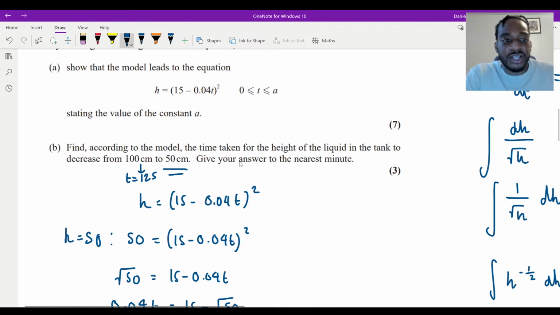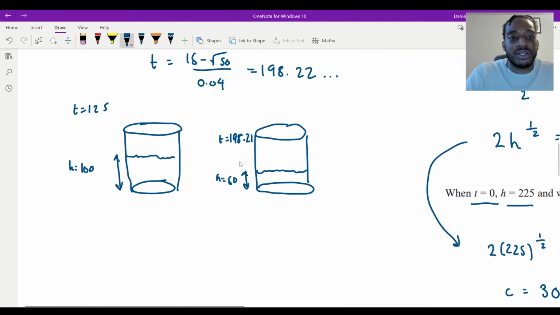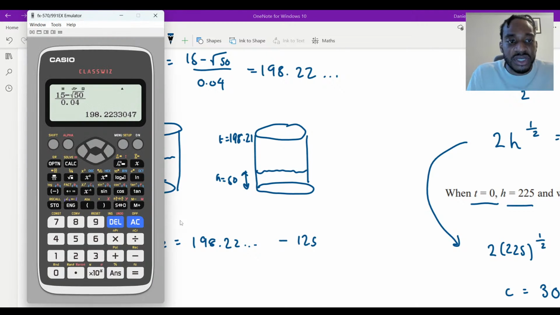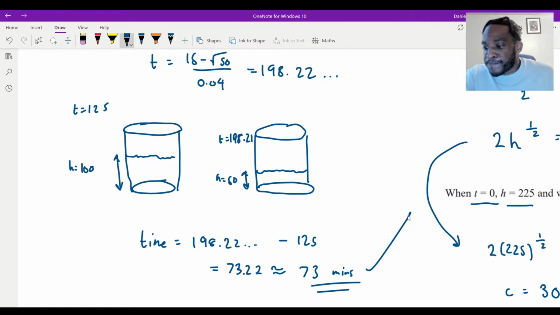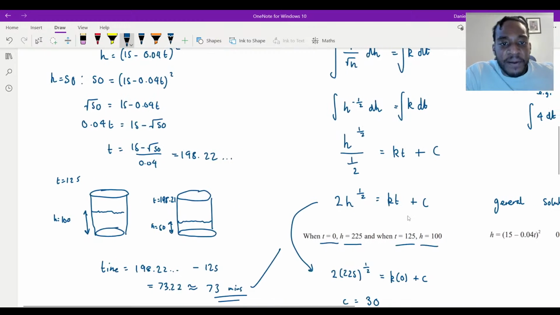So for how long it took, let's read it again. Find the time taken for the height to decrease from 100 to 50. It's going to be the difference between these two numbers. So the time is going to be equal to 198.22 and so on, take away 125. I've already got that stored as the answer, so answer minus 125 is equal to 73.22. And then to the nearest minute, that's going to be 73 minutes. And that's it. Does that make sense? Happy with that?